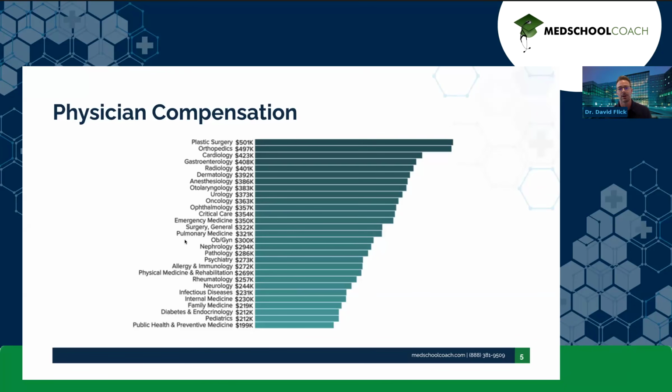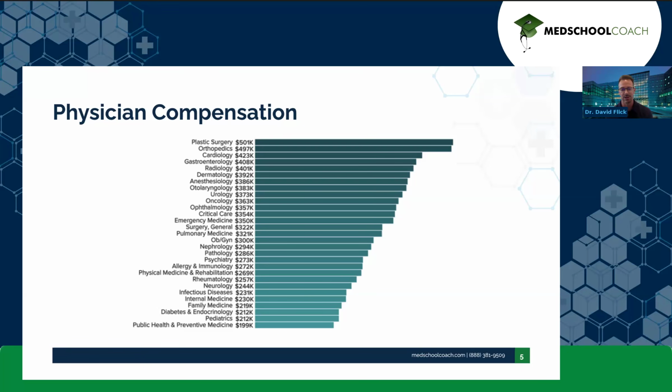Let's talk about physician compensation. I wouldn't recommend making any major life decision on money alone, but you probably have a good idea of where you're going to fall in the spectrum here. Take a look at those plastic surgeons way at the top, making the big bucks. There's me. Hey, I'm fourth from the bottom, not doing too bad with family medicine. You're not going to choose your specialty just based on how much money you're going to make, but you should probably have a good idea of where you're going to fall.